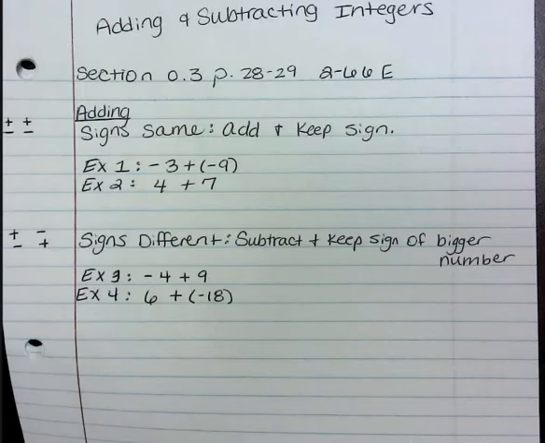In this lesson, we are going to learn how to add and subtract integers. Integers are positive and negative whole numbers, including 0. Now, the book has added in some fractions in here, and we are going to practice with those because we did learn how to add and subtract fractions in section 0.1. But just so y'all know what an integer is, it's a positive and negative whole number, including 0.